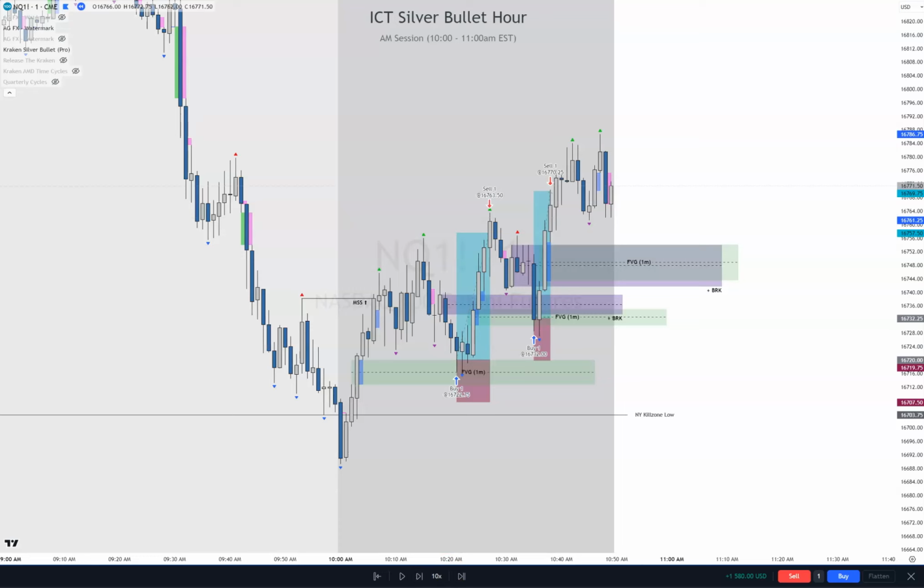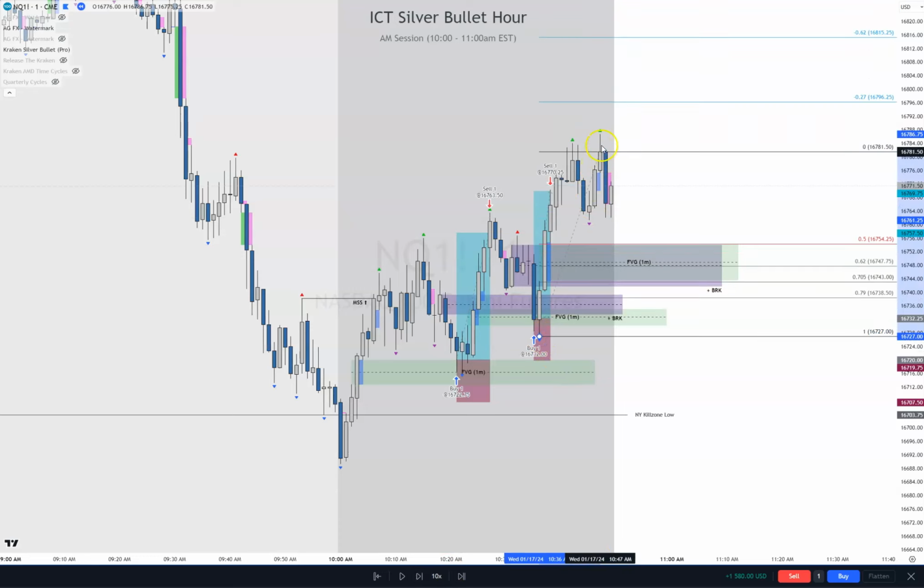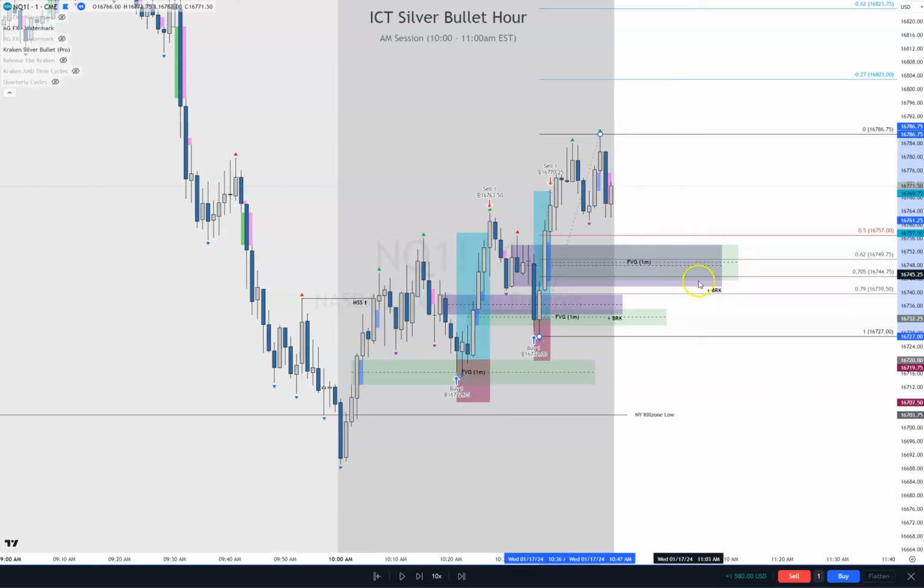And if we pulled our fib from this low here to this high, just kind of keep that in. Optimal trade entry is right in here too. So there's another confluence other than the fair value gap and the breaker block. Yeah, so I got optimal trade entry too.